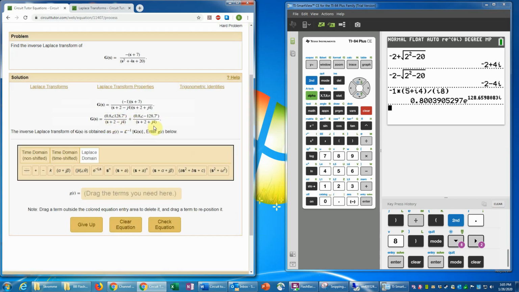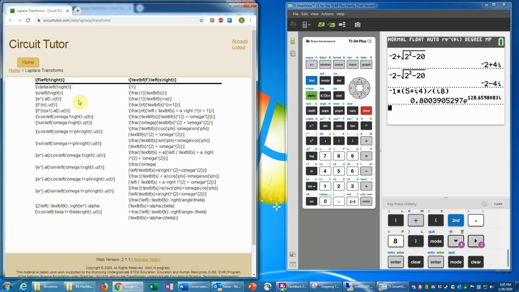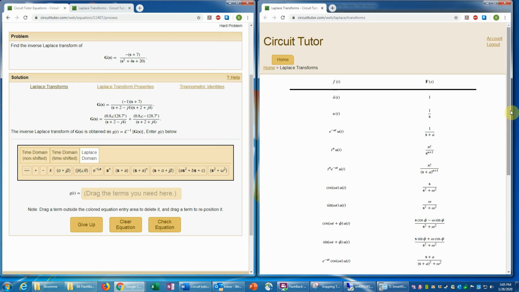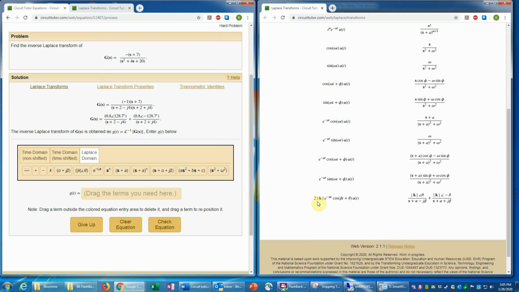Okay, so now that we have that, we need to use the inverse transform formula. Now, I already had that pulled up here, but that's a little inconvenient to use, so I'm actually going to pull that up in a separate tab for convenience. So I'm going to open that link in a new window, and that way I can put it over here and look at it while I'm actually entering the equation. It might make things a little bit easier for you.